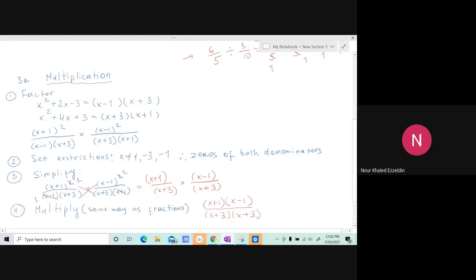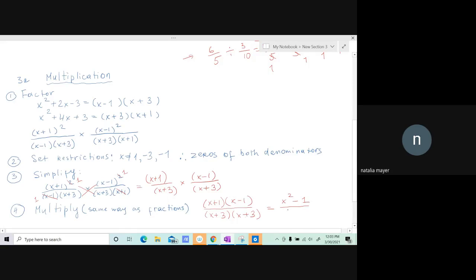Exactly. Now, to make it look nicer, which means shorter, you should think about the pattern here and here. x plus 1 and x minus 1. What is this pattern? It's a difference of squares. Absolutely. Farah, do you remember difference of squares? Oh, yes. So I can write it like this.